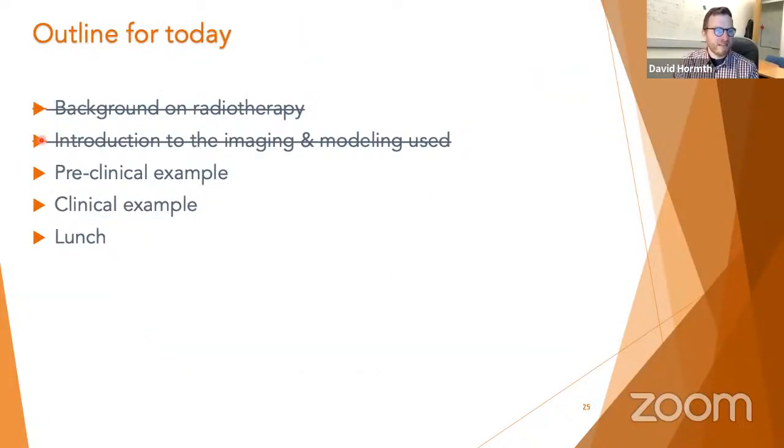Okay, so we have provided a background on radiation therapy. We've talked about a little bit of introduction to the imaging and modeling used. Now we're going to get into actually using this imaging data to inform these models of tumor growth and response.